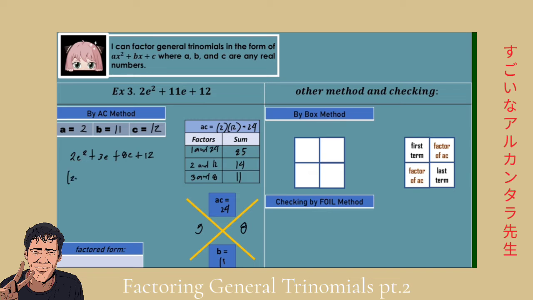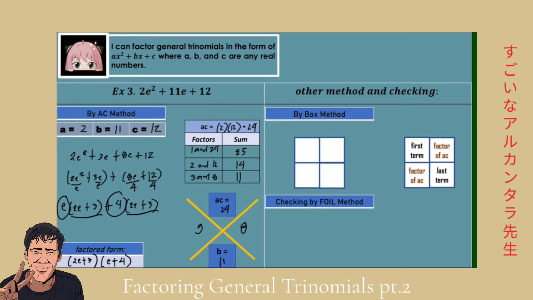So we can group 2e squared and positive 3e together. We can group 8e and positive 12. For the first group, the GCF is the letter e. Divide each term by e, you'll get 2e plus 3. For the next group, the GCF is 4. So divide each term by 4, you'll get 2e plus 3. Both of them have 2e plus 3 still, so factor that out. You'll get 2e plus 3 as your first binomial, and you'll get e plus 4 as your second binomial factor. And that's it.